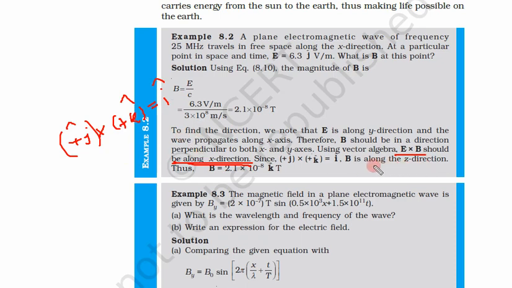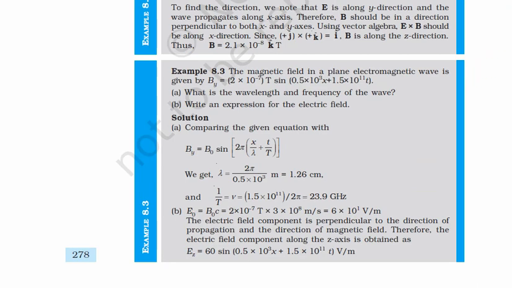So hence we can say this magnetic field is in the z direction, and its magnitude is 2.1 into 10 to power minus 8 k, where k is the unit vector, in Tesla. So the direction is the z direction, and 2.1 into 10 to power minus 8 Tesla is the magnitude of this magnetic field. Next numerical.